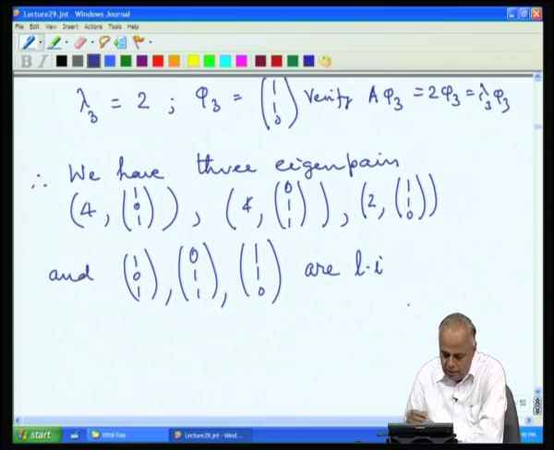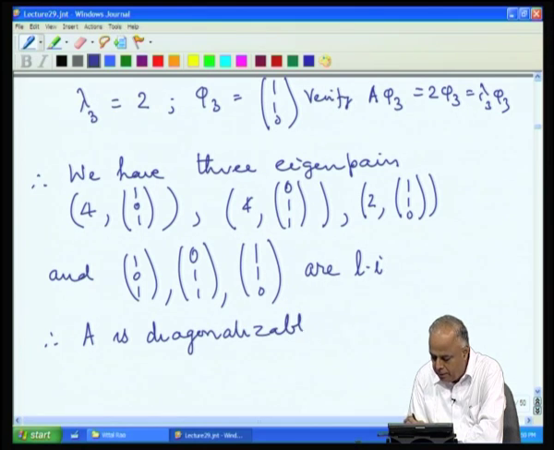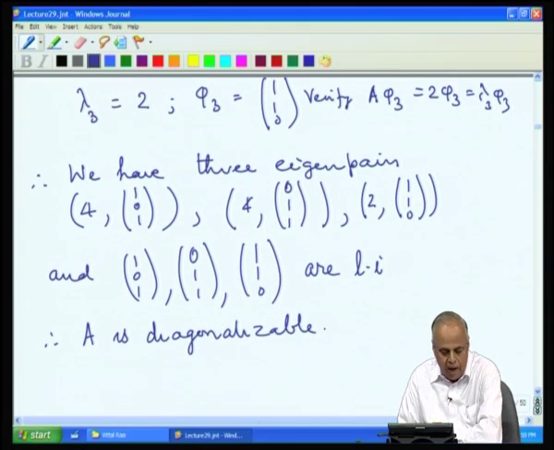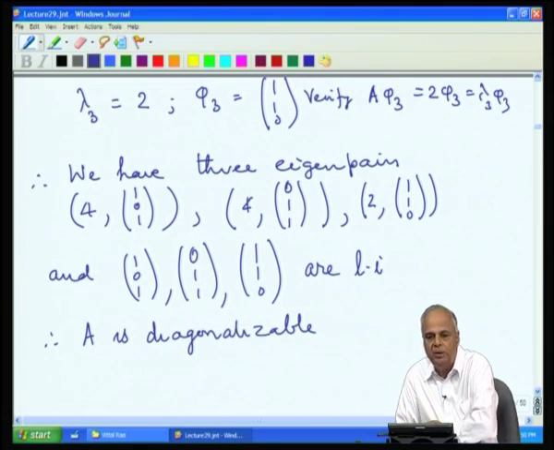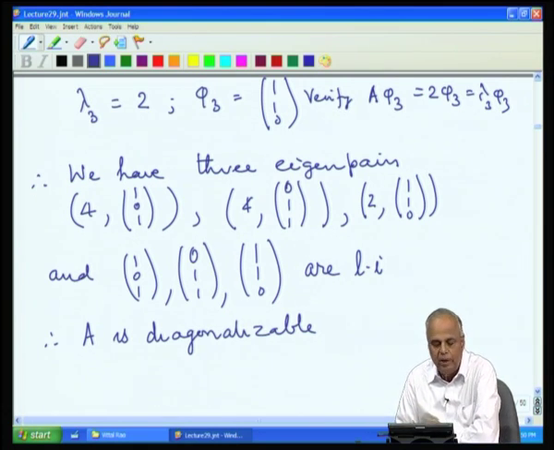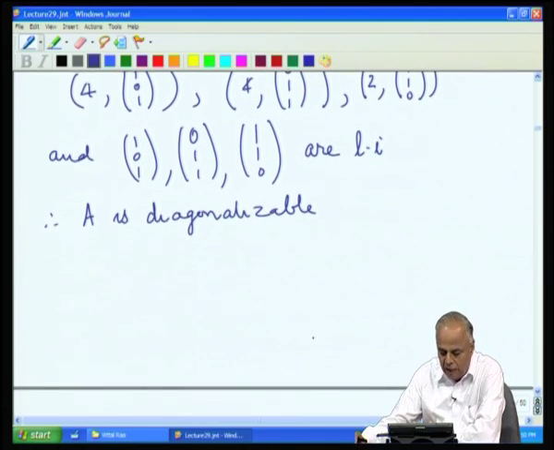Therefore, A is diagonalizable. We have got, for a 3 by 3 matrix A, 3 eigenpairs lambda 1 phi 1, lambda 2 phi 2, lambda 3 phi 3, and phi 1, phi 2, phi 3 are linearly independent, and hence A is diagonalizable.